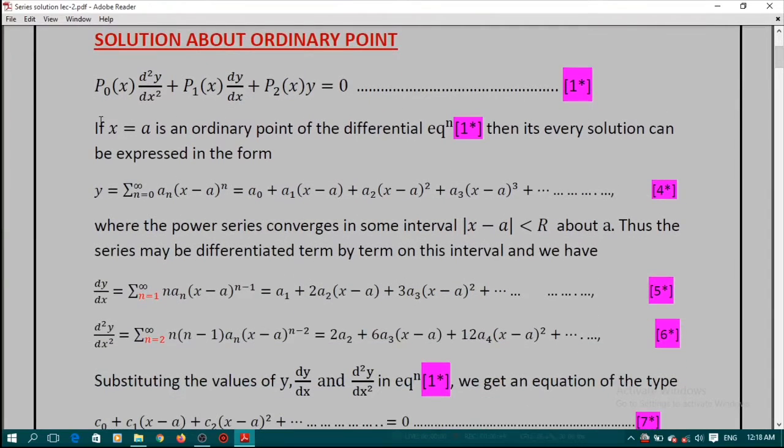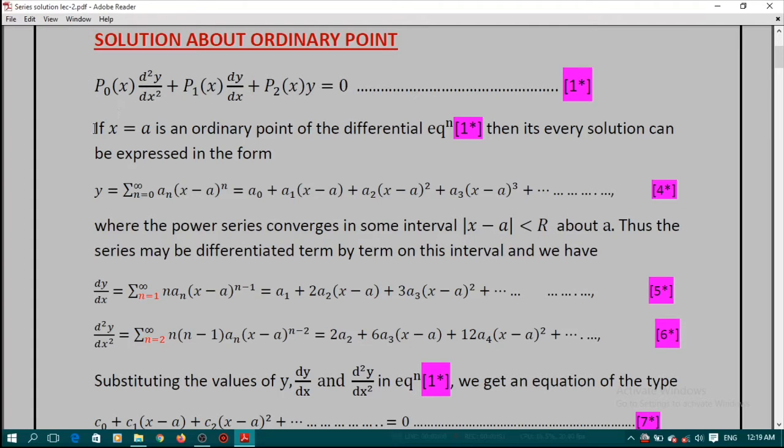So let p0 of x d square y by dx square plus p1 of x into dy by dx plus p2 of x into y equals 0. This is equation 1. This equation looks familiar because we discussed it in the first lecture.